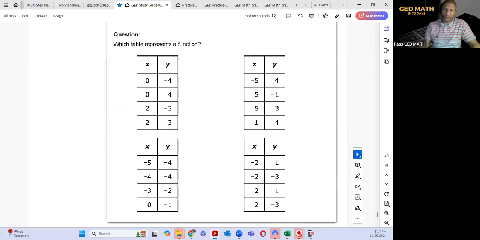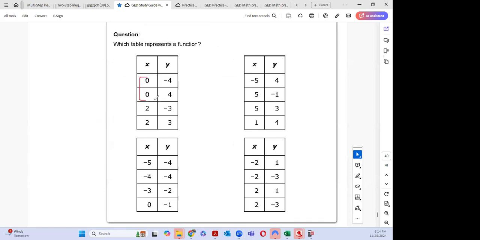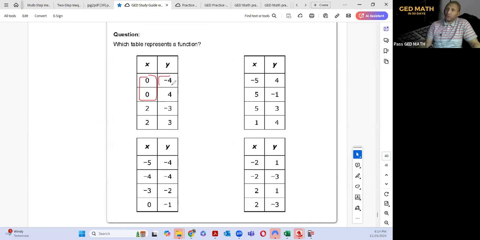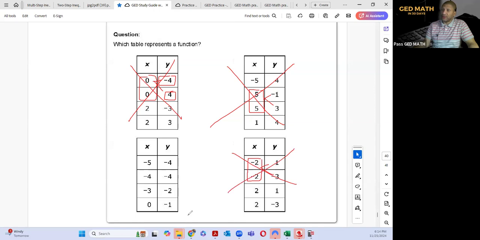Which table represents a function? So this is an example. Which table represents a function? When x is 0 here, you have two different y's. Remember, for every x, there's only one y. So when x is 0, I got two different y's. This is not a function. When x is 5, I got two different y's. Not a function. When x is minus 2, I have two different y's. Not a function.